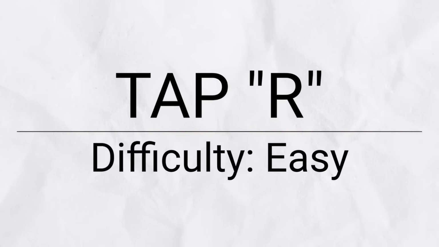Step 1. Tap the R. In Indian English, the R is often tapped lightly with the tongue against the roof of the mouth. Similar to how Spanish speakers roll their R's, this creates a crisp and distinctive R sound. For example, red becomes red. Rose becomes rose. Rocket becomes rocket.